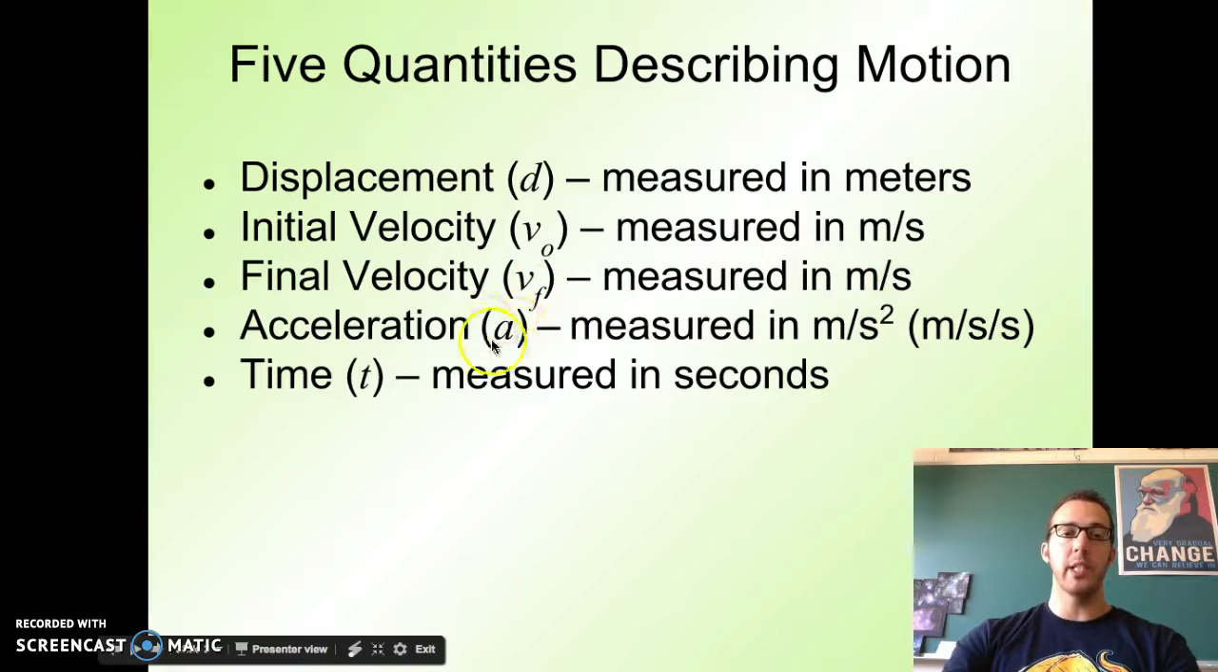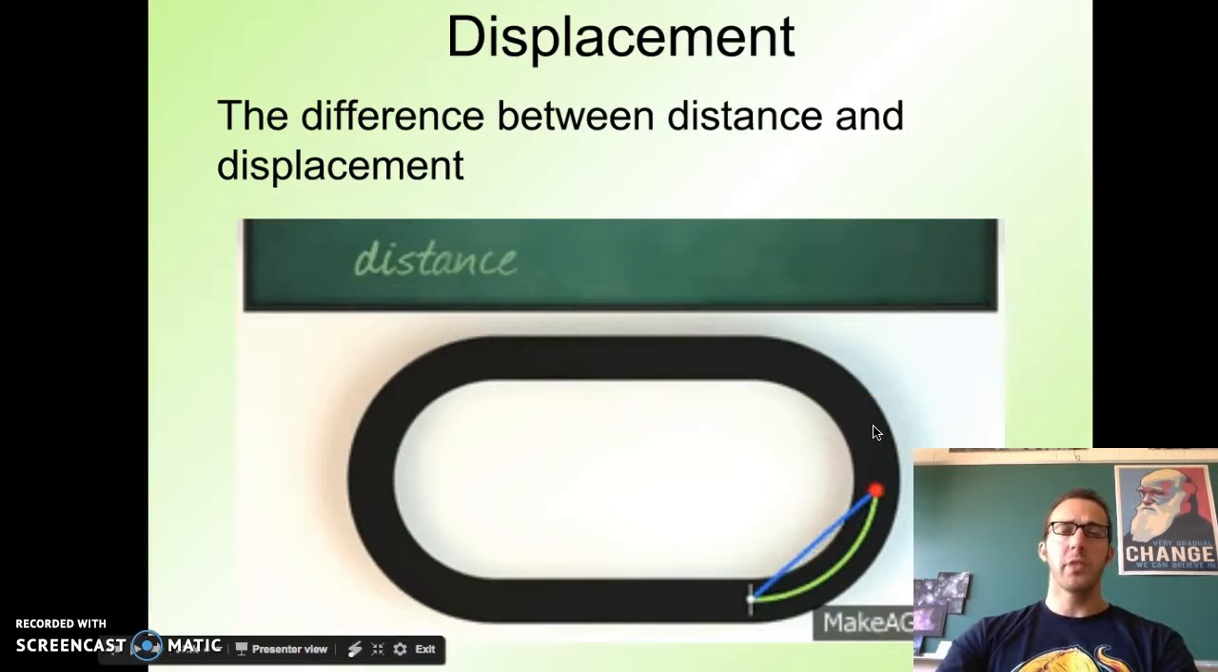We have acceleration, given by the letter A, and that is measured in meters per second squared. We'll get into a little bit more of what that means when we get to the acceleration part. And then we have time, just how long it takes to get there, and we're going to measure that in seconds. So the first thing is displacement.